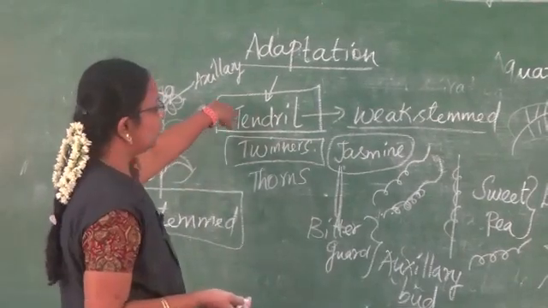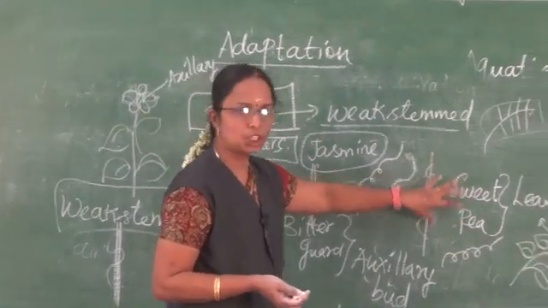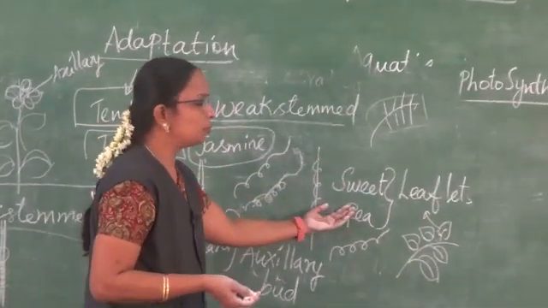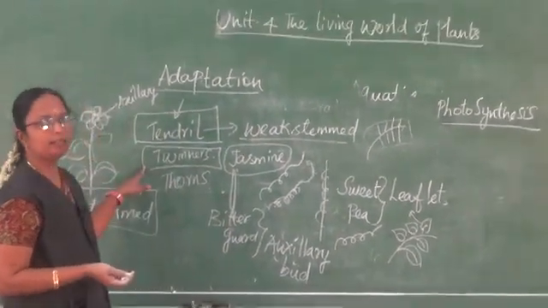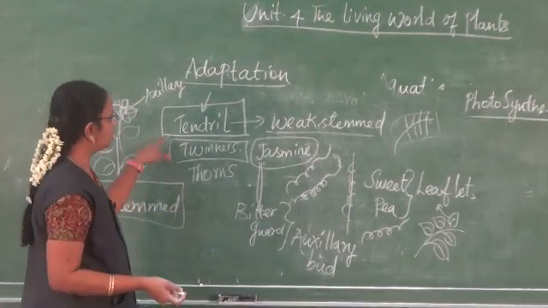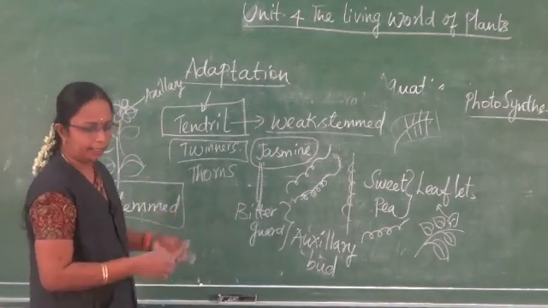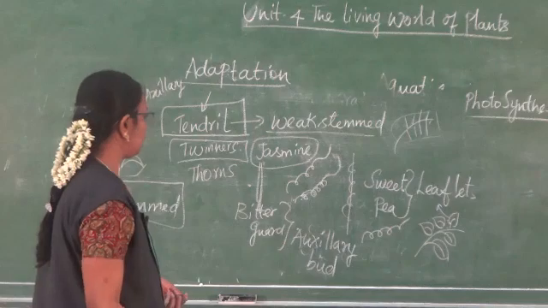In tendril, one portion of the plant develops into some other organ, the tendril. But here the plant itself needs the support. So this is the tendril and the twiner. Next about thorn.